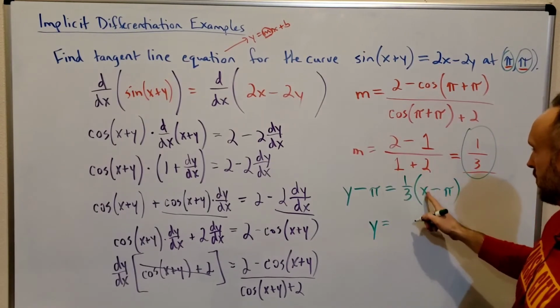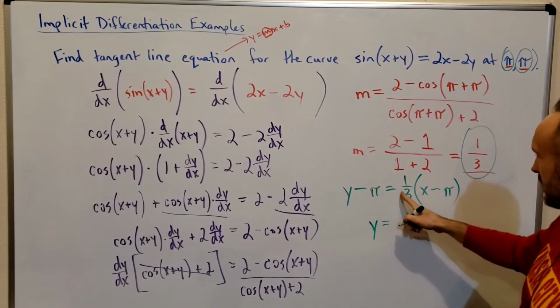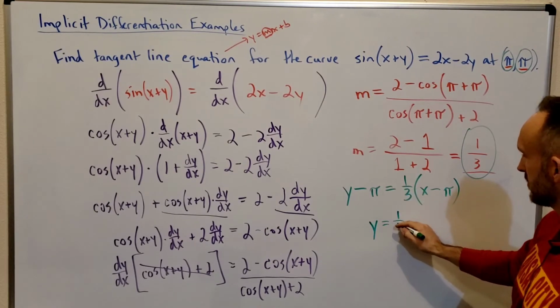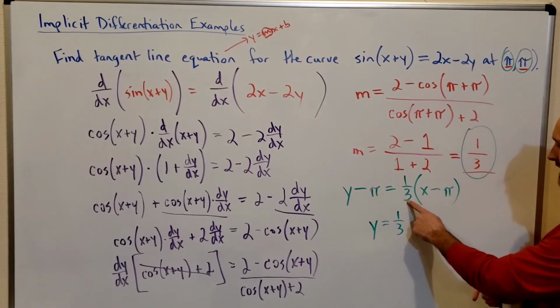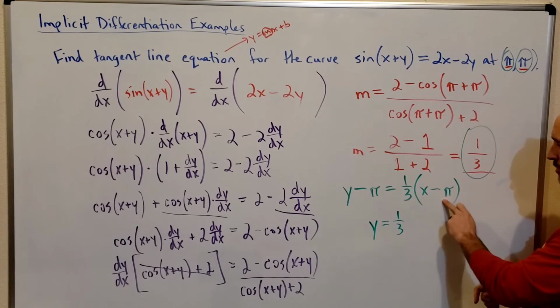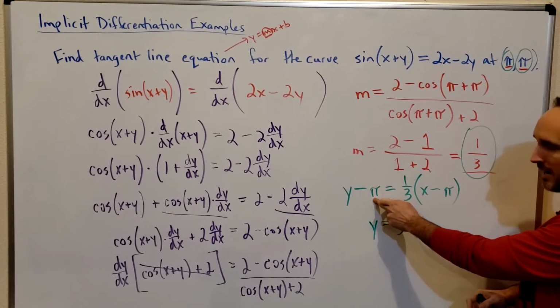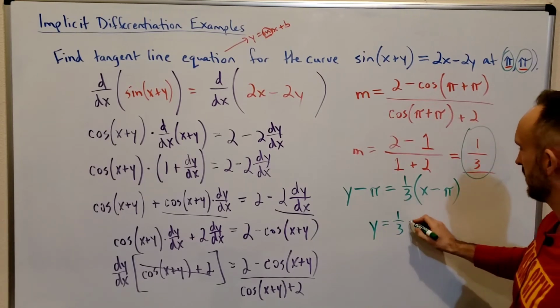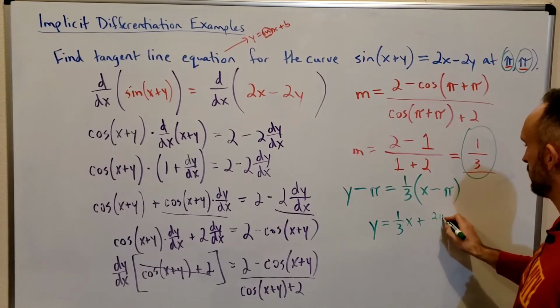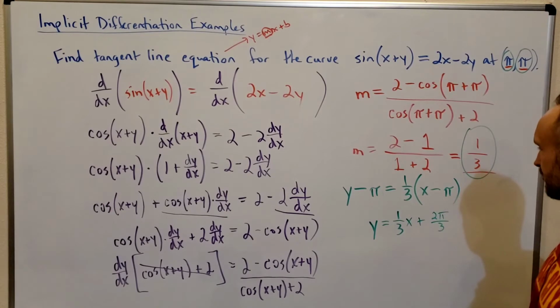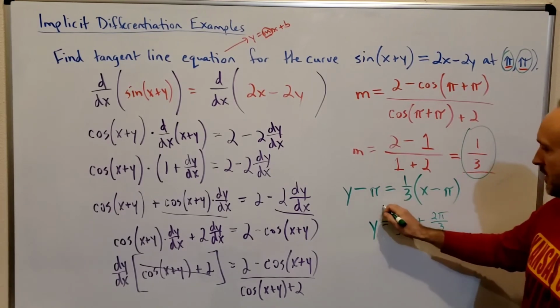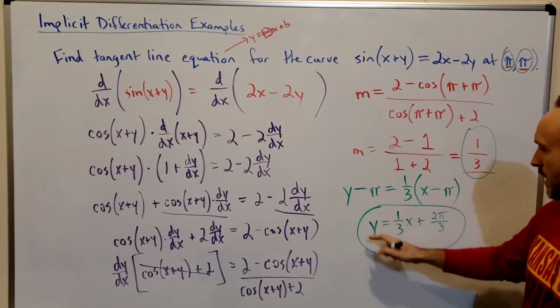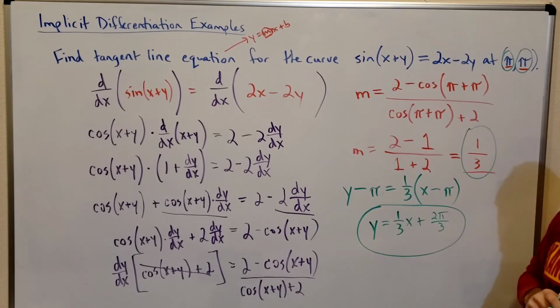So I'll distribute the 1/3 and add the pi. So I get 1/3 x, and I get minus pi over 3 when I distribute. So negative 1 pi over 3, and if I add pi, which is 3 pi over 3s, that gives me 2 pi over 3s. Okay? So the equation of the tangent line is y equals 1/3 x plus 2 pi over 3.